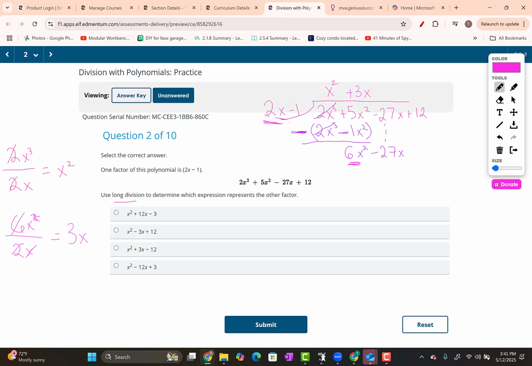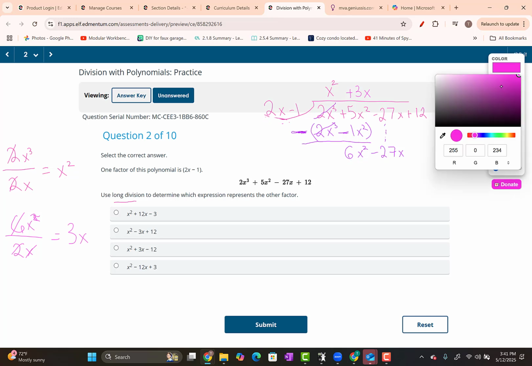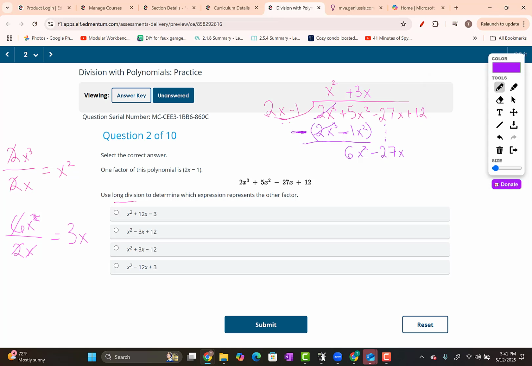So we've now divided. What's after division? Multiplication. So now we're going to multiply the 3x times the 2x. If we've done it right, it should always match up the term above it. 3x times 2x is 6x squared. 3x times negative 1 is negative 3x. So there's the multiplication, and then finally we subtract.